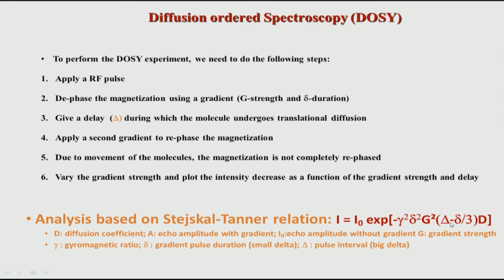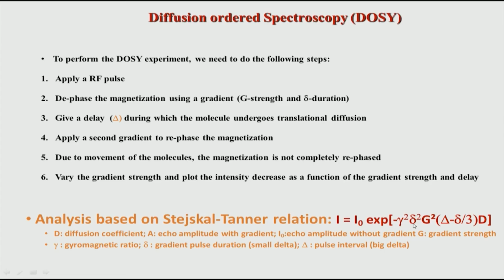Delta is the diffusion delay which we gave, a long delay here, and that is typically of the order of 100 or 200 or 300 milliseconds. That all depends on two factors. One is how strong the diffusion is, and second, what is the T1 relaxation of the sample, or T2. This is the gradient strength. This is what we described, that this product G into delta come together.